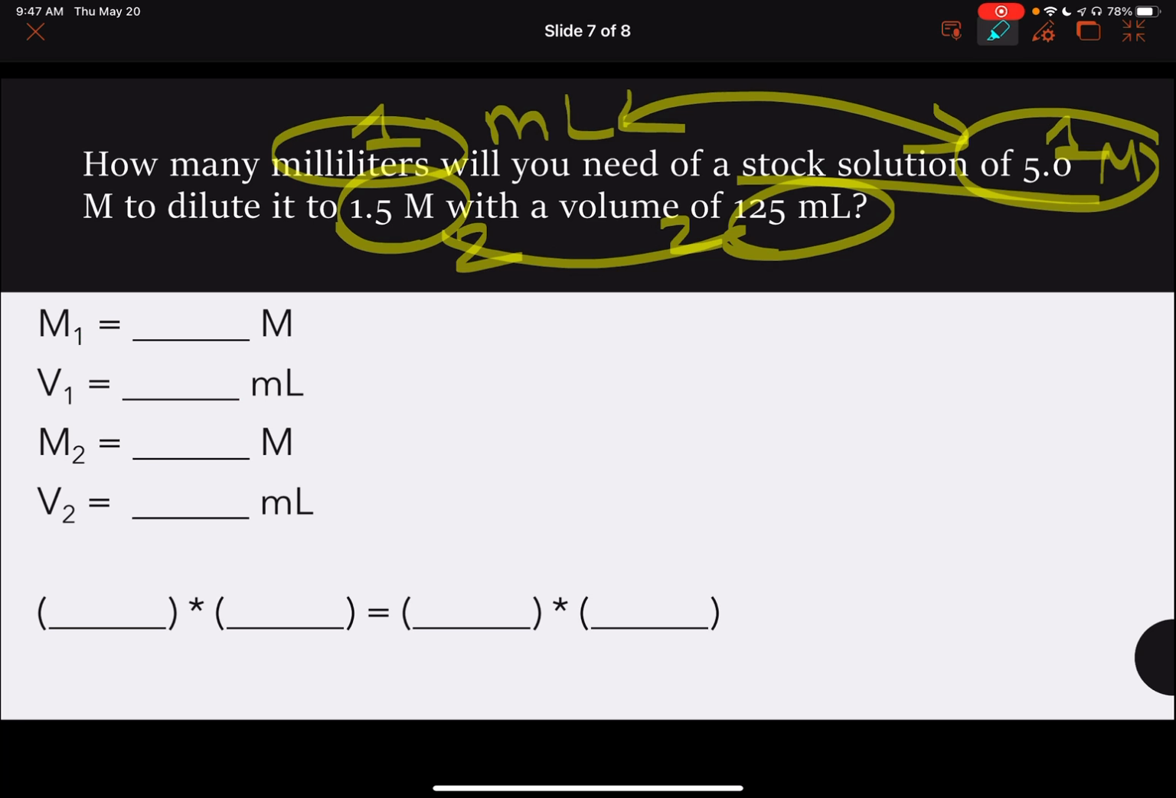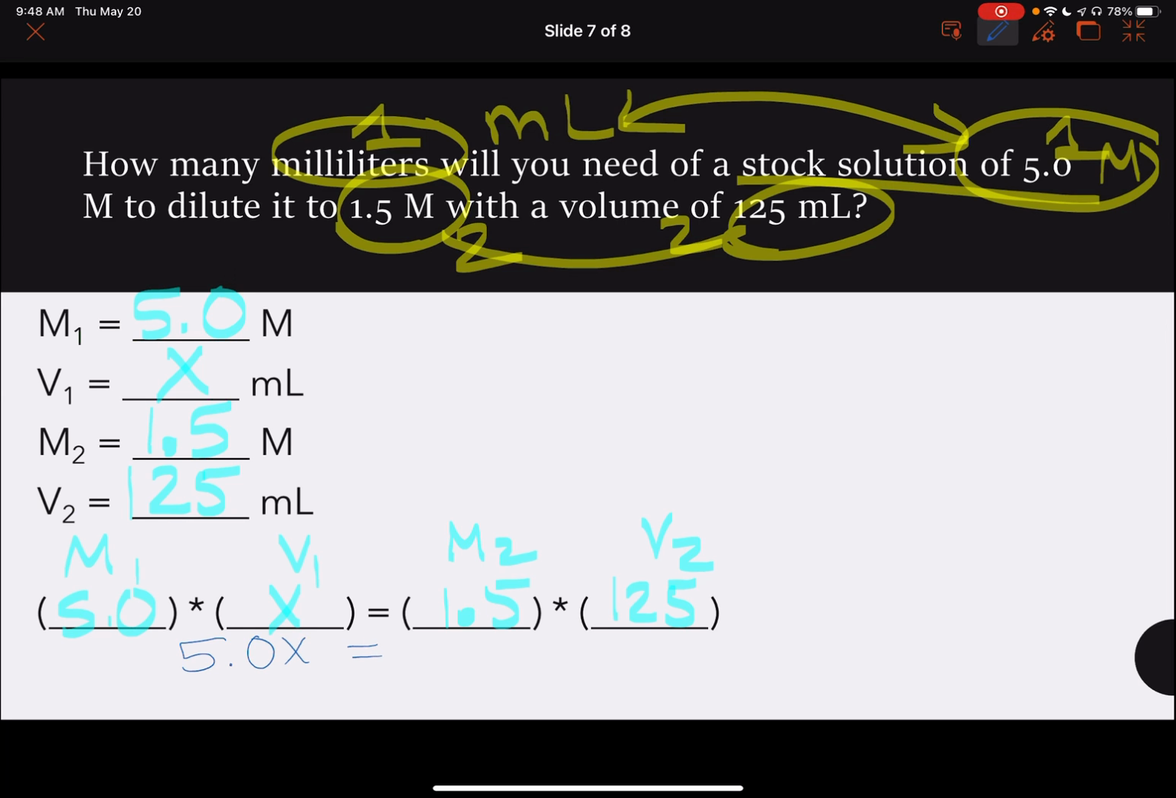So we can start filling it in here. We're going to have 5.0 molar. We don't know the volume. We see we want to dilute it to 1.5 molar, and I want to have 125 milliliters of that dilution. So our dilution equation is M1V1 equals M2V2. So I'm going to put my 5 here, my X, my 1.5, and my 125. So now I'm ready to solve it. 5 times X is 5X, and then we're going to do 1.5 times 125, we get 187.5.